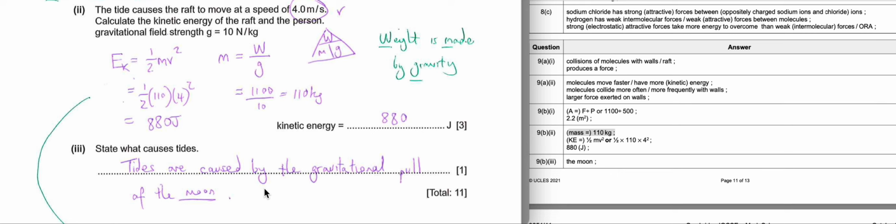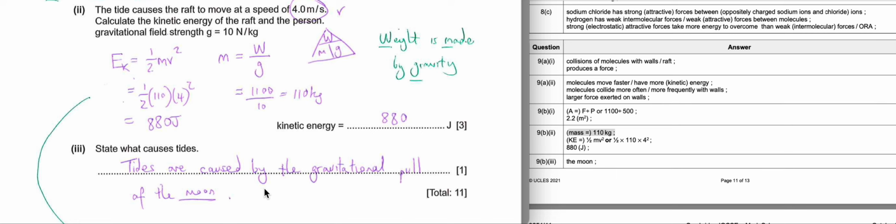Now, last question. What causes tides? Well, compare my sentence to the answer. Tides are caused by the gravitational pull of the moon. The CIE answer: the moon. This is where again I think they're selling themselves a little bit short. If you were to write just the moon, I'd be wondering whether I want to give you that mark. Certainly the moon is important here, but I'd like to see what it is about the moon. So again, I wouldn't gamble with that kind of answer.